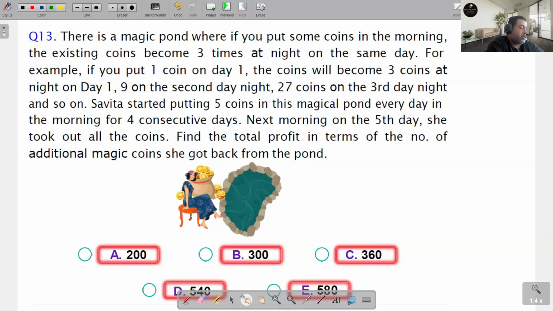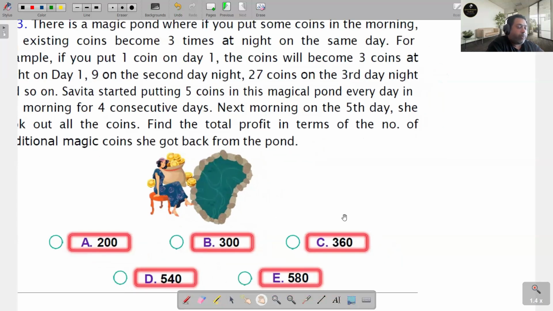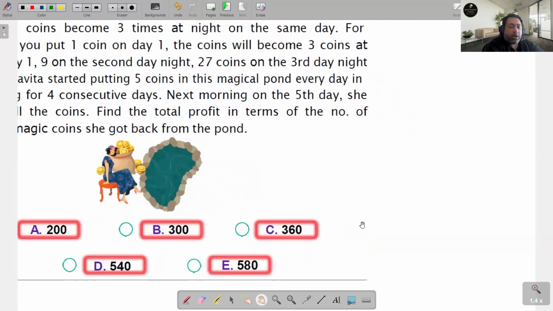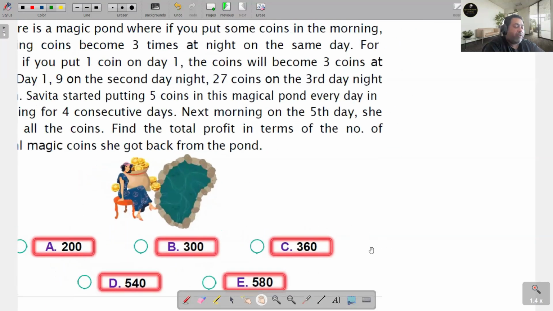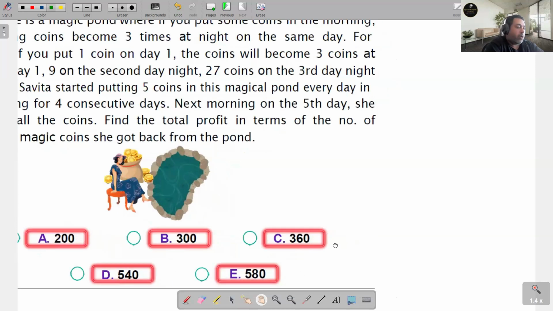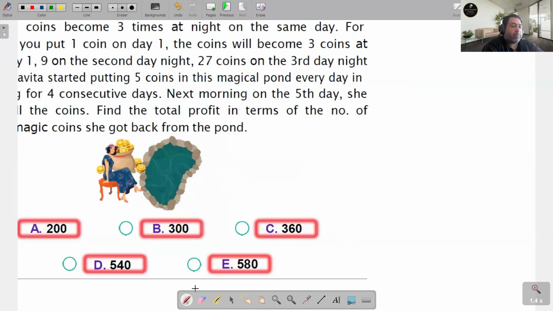Okay. So we see here that the coins triple every day. Whatever coins are there in the morning, by night it triples. All right. So day one, Savita put 5 coins.